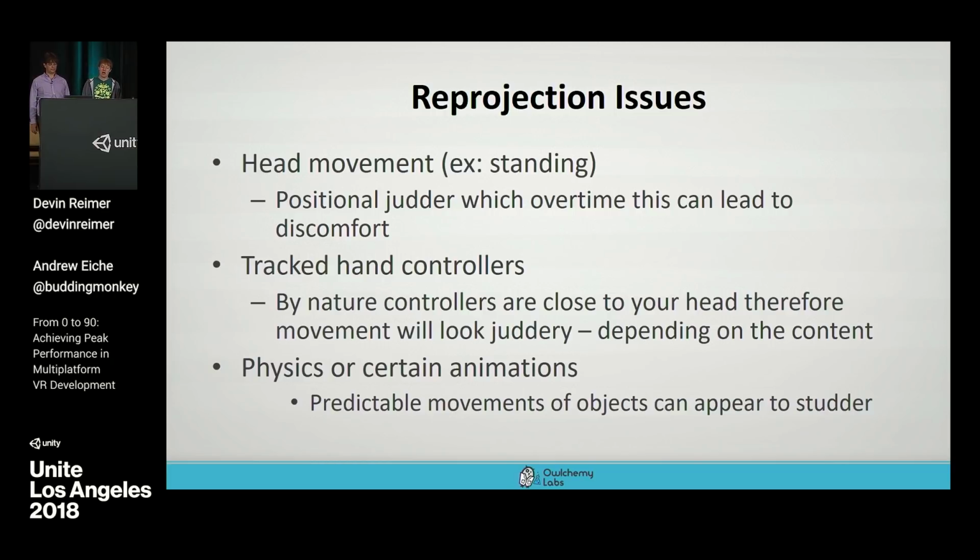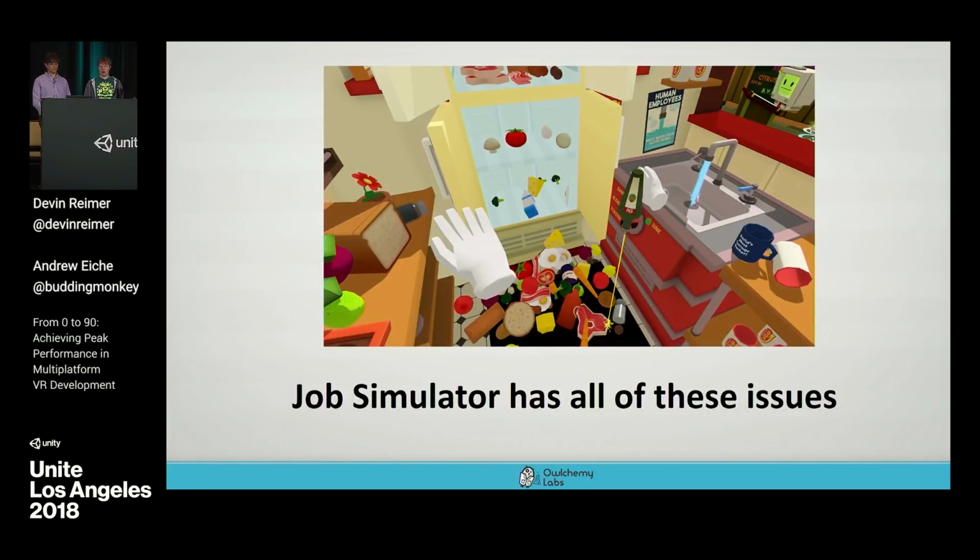And then lastly here, physics or certain animations. If there's certain predictable movements of, say for example, something's moving very linearly that's predictable, you will know where it should be visually in the next frame, and then that can appear to be stuttery across your frame. So for people that have played Job Simulator, you might know that we have all of those issues. And so this becomes a challenge to think about.